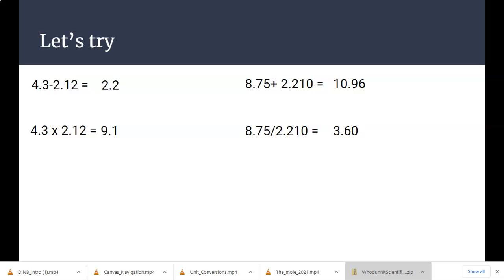Please remember your rounding rules. Okay, if it's 0 to 4, the number that you're rounding stays the same. If it's 5 through 9, that number is going to go up by 1.